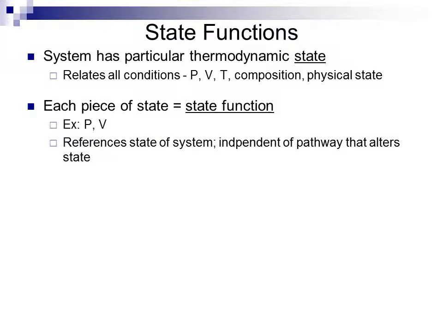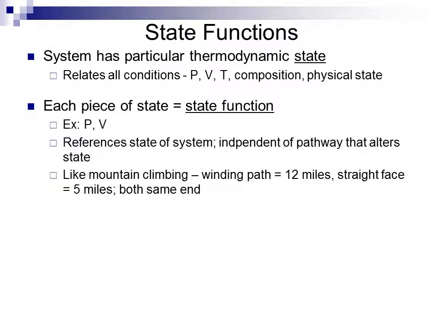Now, they are independent of the pathway that a system will take to change its state. So if I'm moving from one particular value of the state function to another value of the state function, I can do this by a number of different means. And the particular means by which the process gets to that end value does not determine the value of the state function. It's kind of like climbing a mountain. If you have a mountain that has a winding path that winds up the mountain that is, say, 12 miles long, versus climbing straight up the face of the mountain, that would be, say, a 5-mile climb. Both of these end at the same point, but there are two different pathways to reach that point.